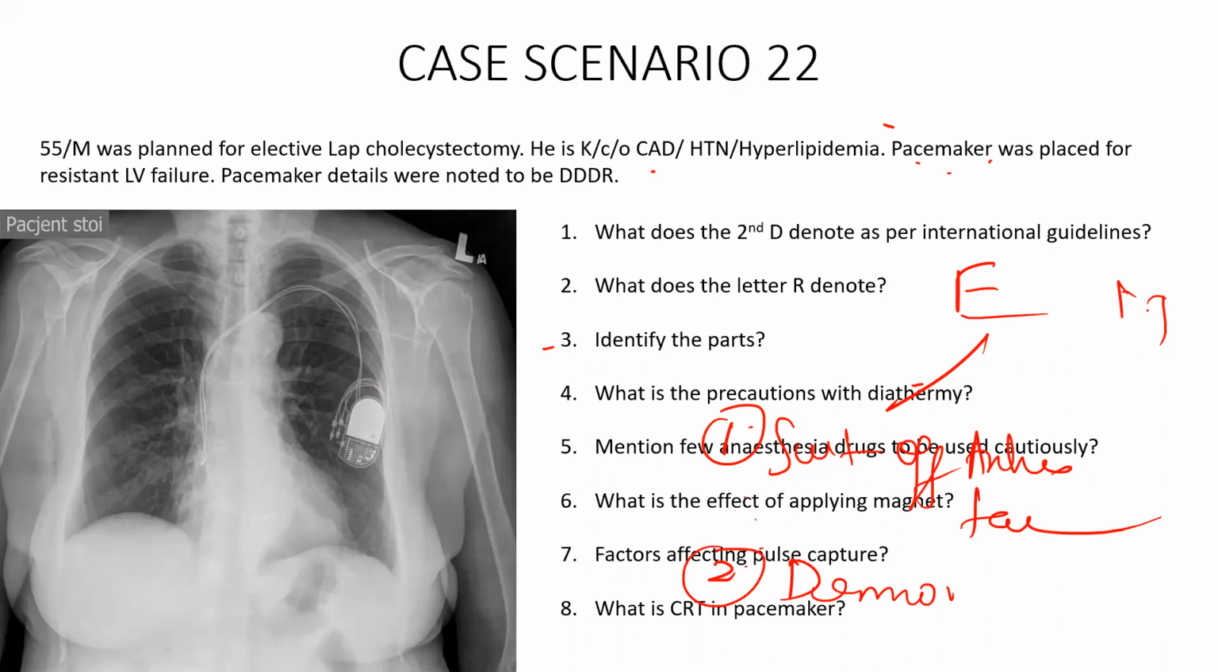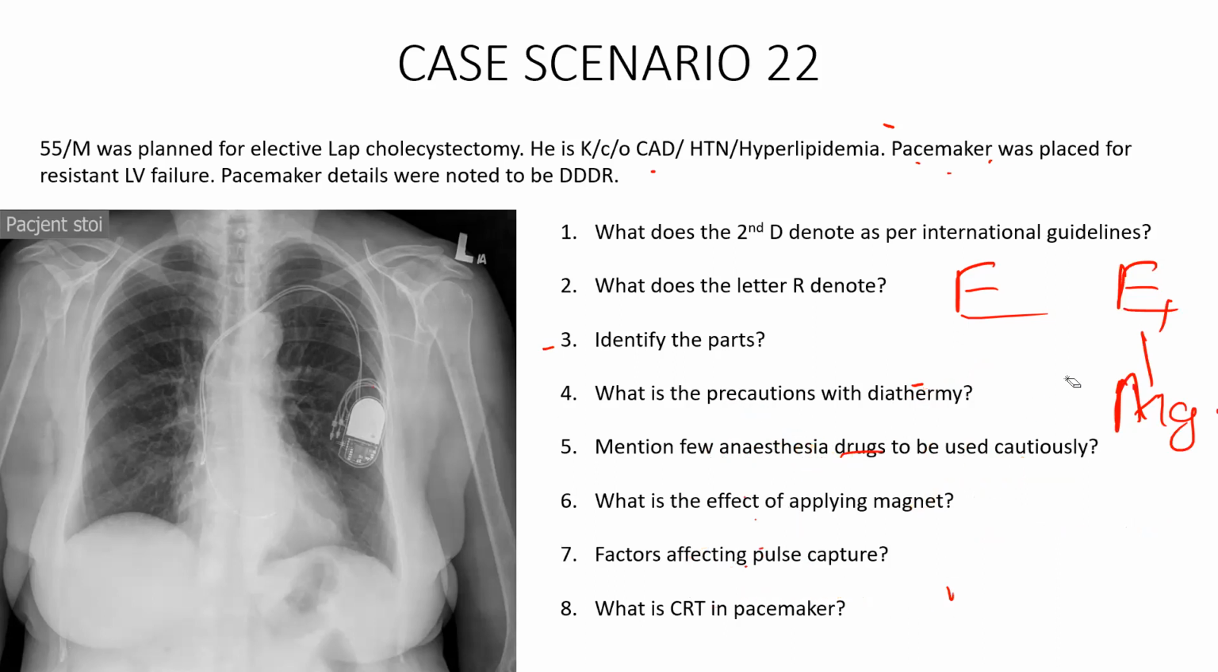When the patient is coming for an emergency surgery, when you don't have time to reprogram, you can apply an external magnet. As I said, when you apply a magnet on the pulse generator, it will take the pulse generator to an asynchronous mode or the demand mode or the fixed mode, and the reed switch will get activated. So this is the perioperative management of pacemakers, depending upon the type of surgery. Do you understand now?